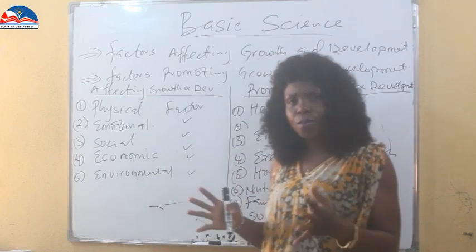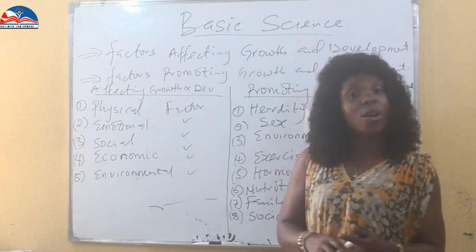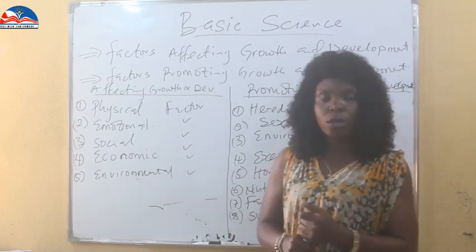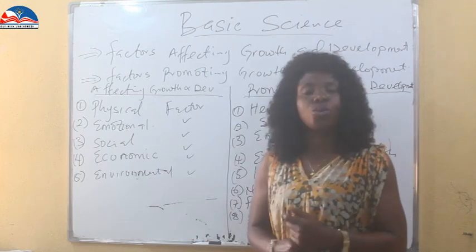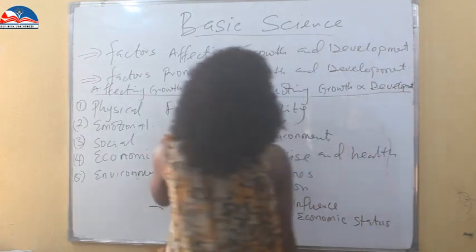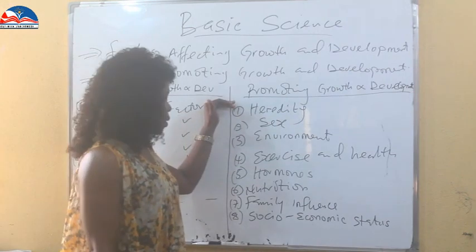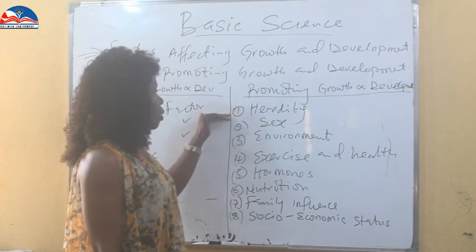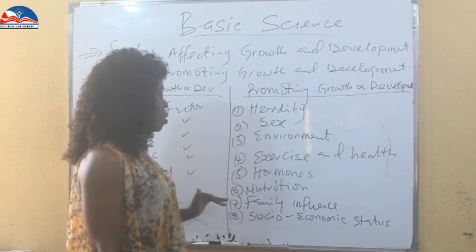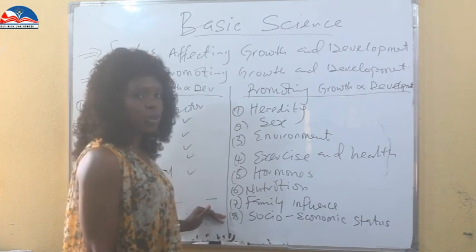So these are factors. The list is not exhausted. I just took these five points. You can think of any other points you think can work out for us here, and then add them to the ones I have mentioned. Now let's look at factors promoting growth and development. I will talk about eight of them: hereditary, sex, environment, exercise and health, hormones, nutrition, family influence, and socio-economic status.